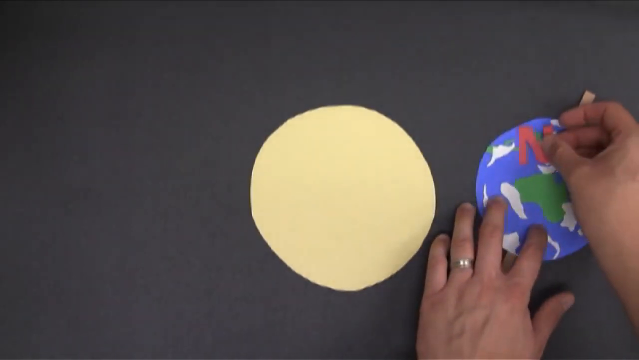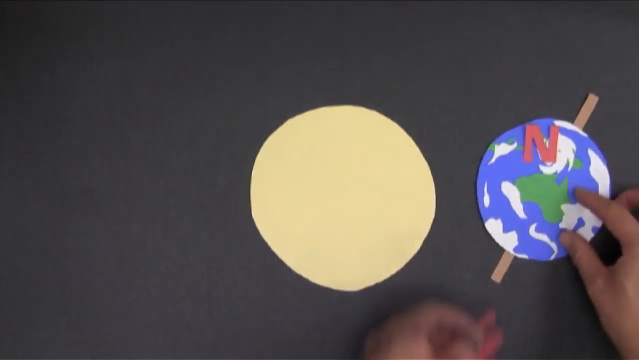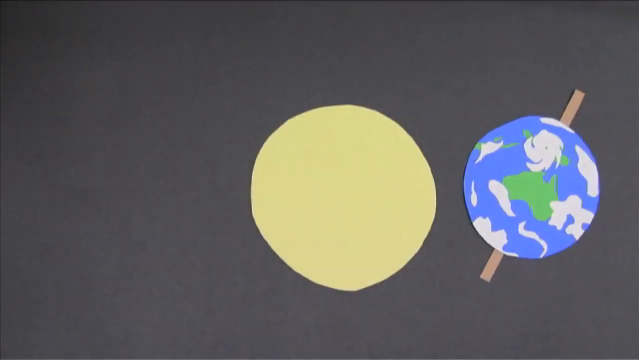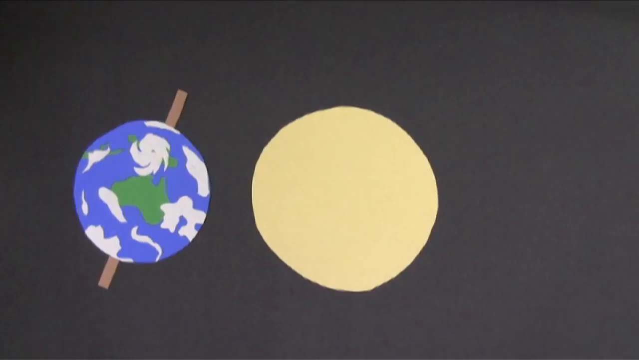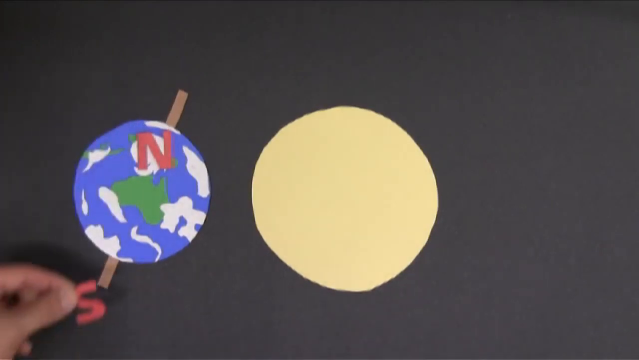So, when the Earth is on this side of the Sun, the northern hemisphere is angled away from the Sun. The southern hemisphere is angled toward the Sun. When the Earth is revolving around the Sun, it stays tilted in the same position. The axis doesn't wiggle around or anything. It just stays fixed in a certain direction. So when the Earth is over here, the northern hemisphere is angled towards the Sun, and the southern hemisphere is angled away.